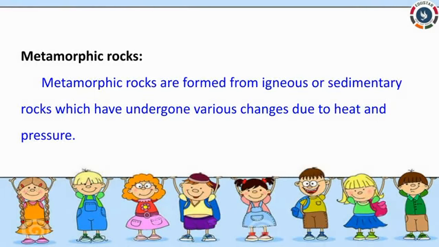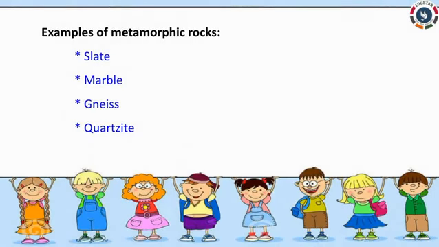Metamorphic rocks. Metamorphic rocks are formed from igneous or sedimentary rocks which have undergone various changes due to heat and pressure. Examples of metamorphic rocks: slate, marble, gneiss and quartzite.